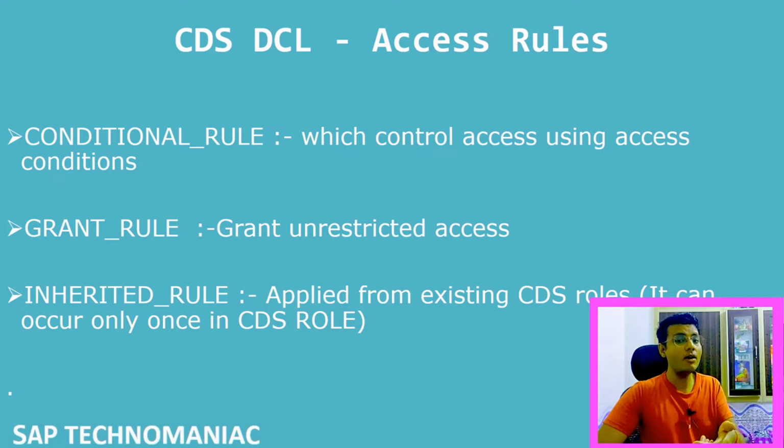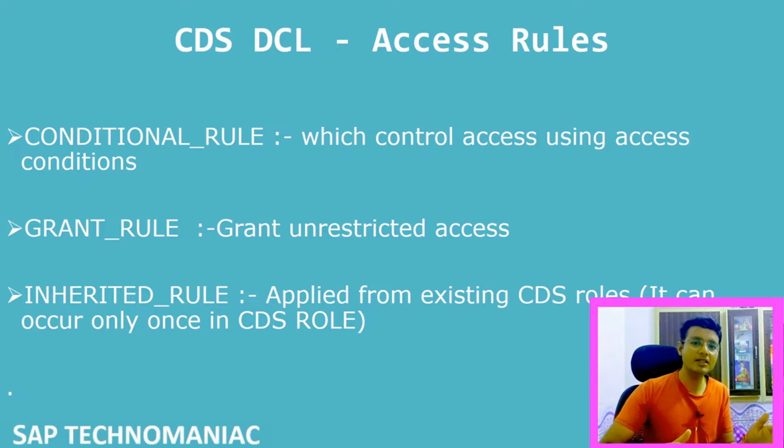There is a third rule called the inherited rule. If we have created some existing CDS role and want to inherit that role's conditions to this CDS, then we will use the inherit rule. That is called the inherit rule. We will also see that, and what the different kinds of inherit conditions are. I know this is a little bit confusing, but we will go one by one through each of them, and then we will get to know everything.